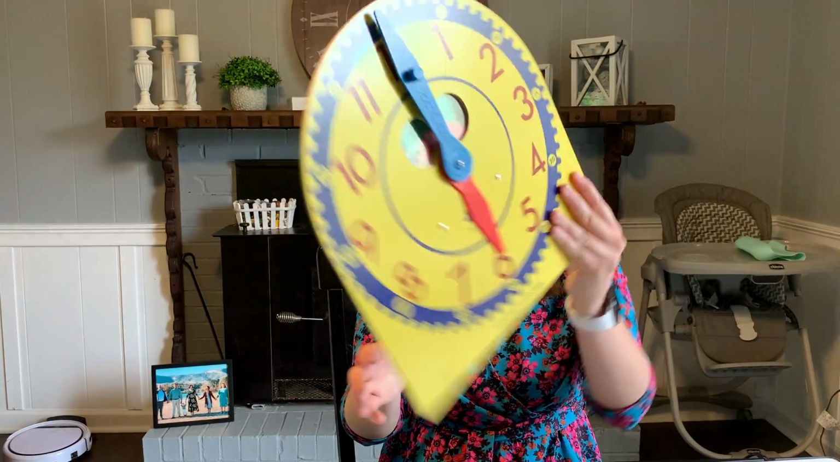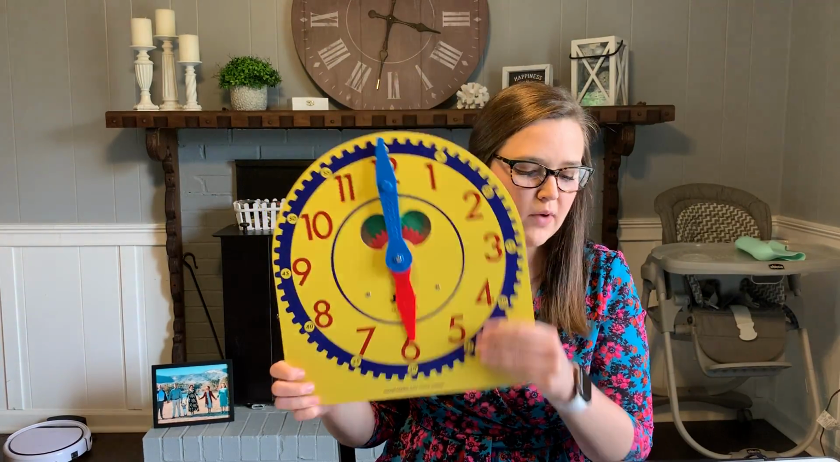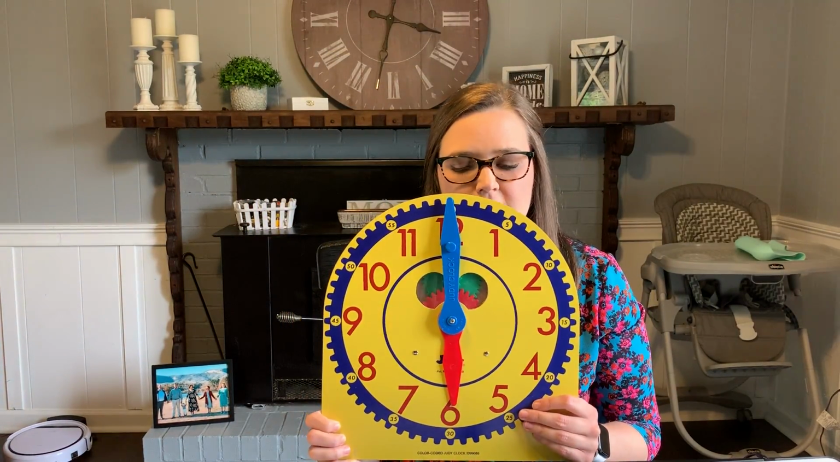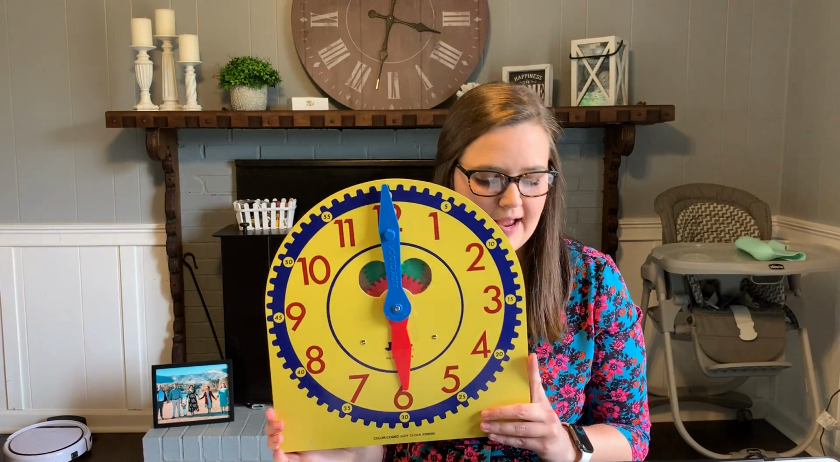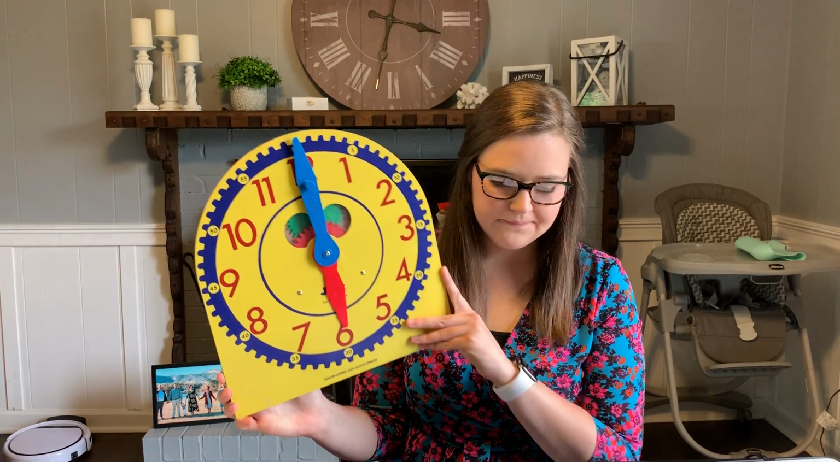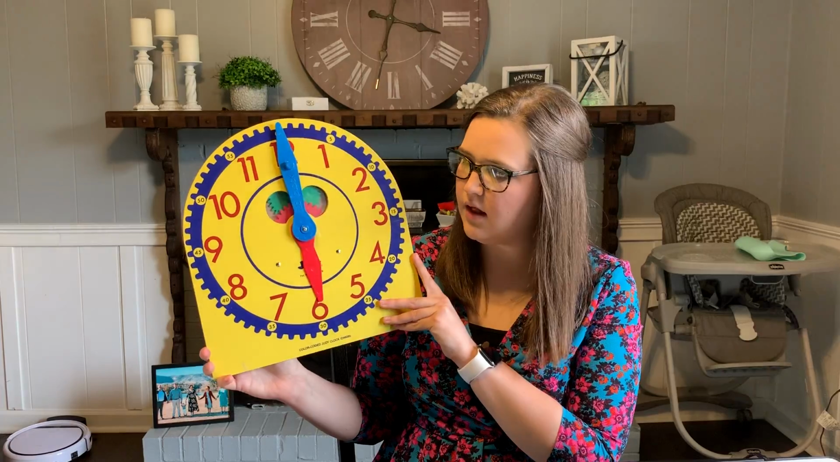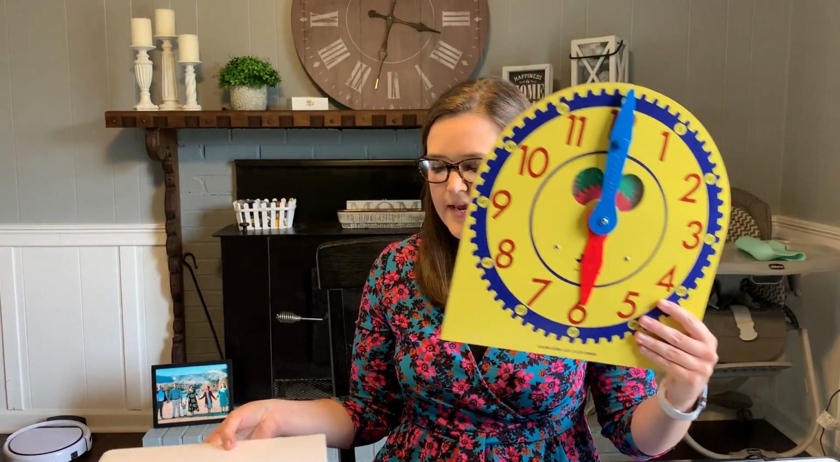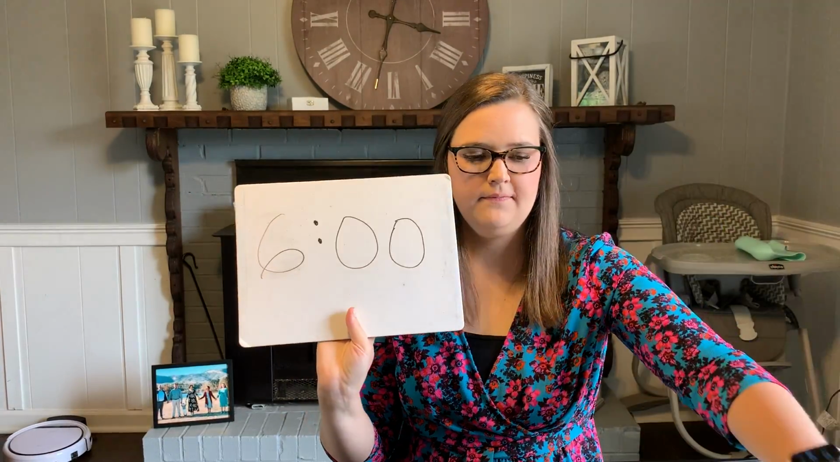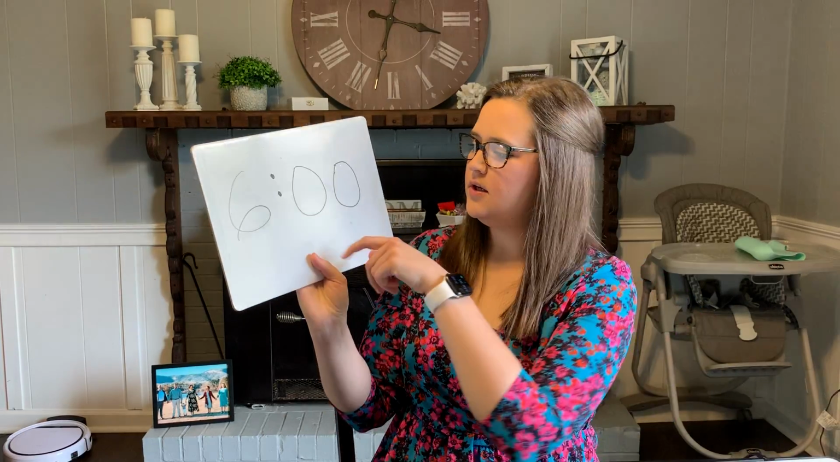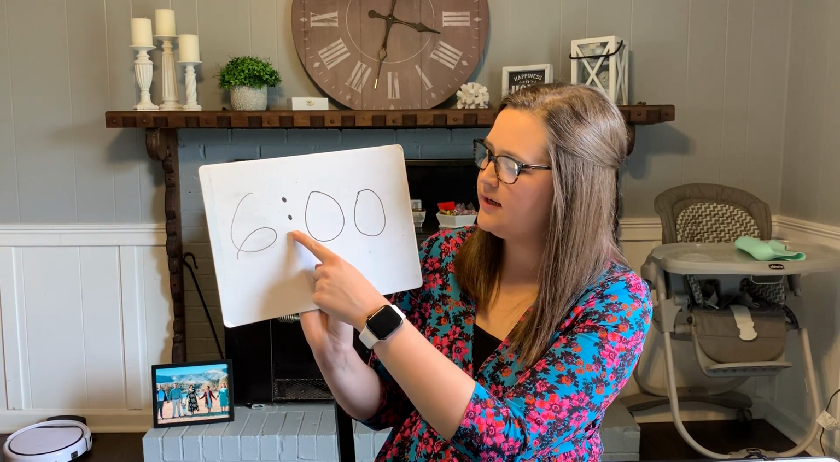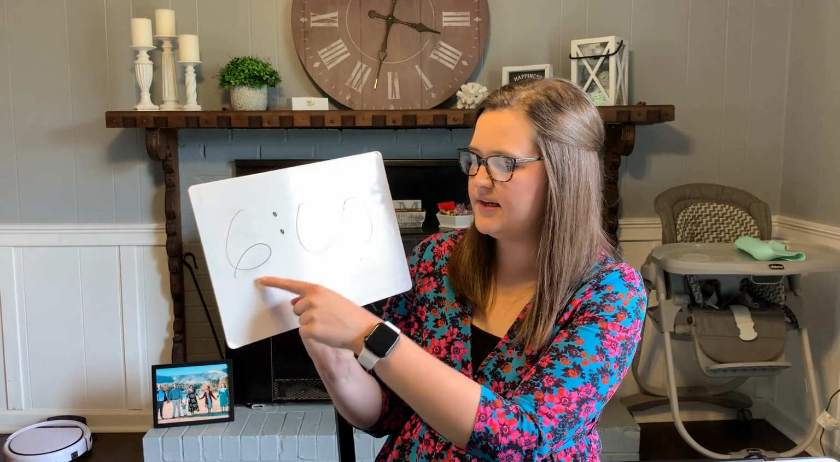Showing 6 o'clock. So here's the analog way. This is what your clock should look like. If it's not set correctly, you can go ahead and fix it now while you're looking at mine. Set your clock for 6 o'clock. And this is the digital way. This is 6 colon 0 0, 6 o'clock.